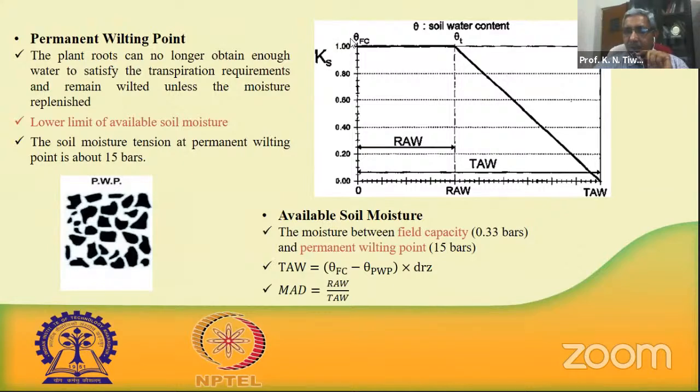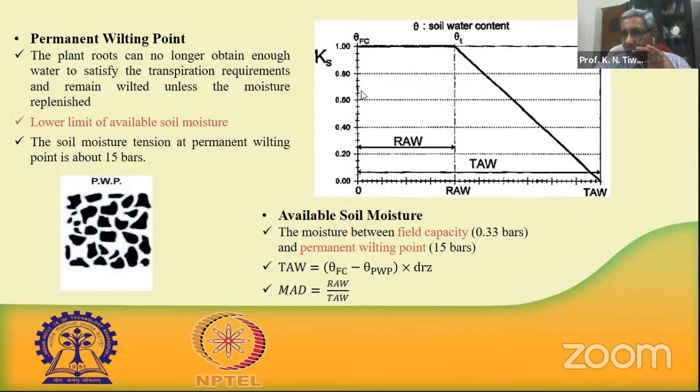Now, the value of Ks, it was asked, influences the evapotranspiration process. When the soil water content is less, the value of Ks will decrease. So it also influences the evapotranspiration process, and it also influences the crop coefficient. So the crop coefficient will decrease. That is what you are seeing.